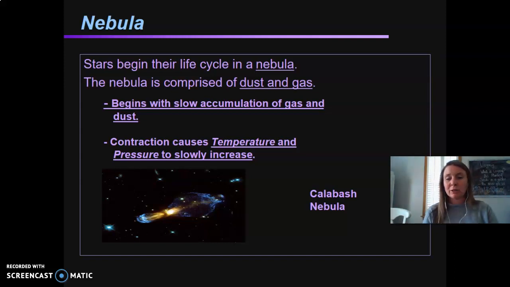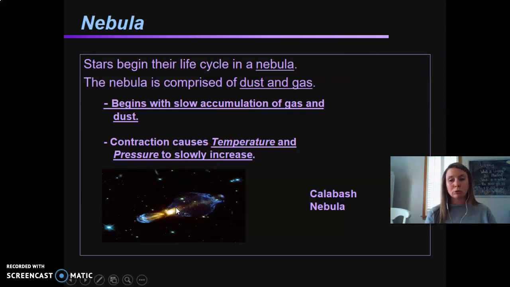So a nebula is a cloud of gas and dust that was created by a supernova. A star ending its life bursts into a big explosion and creates this gas and dust. And then the nebula starts to slowly come back together. And that's what this is saying here. It begins with a slow accumulation of gas and dust. And so as the particles of matter start to get closer and closer together again, they start to increase their temperature and pressure. So temperature and pressure is slowly increased as it gets back closer and closer together.